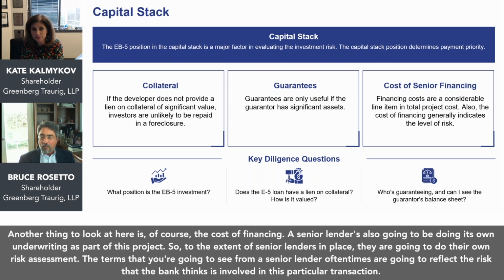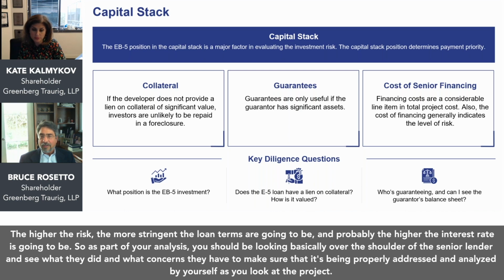Another thing to look at here is, of course, the cost of financing, right? A senior lender is also going to be doing its own underwriting as part of this project. So to the extent a senior lender is in place, it's going to do its own risk assessment, and the terms that you're going to see from a senior lender oftentimes are going to reflect the risk that the bank thinks is involved in this particular transaction. The higher the risk, the more stringent the loan terms are going to be, and probably the higher the interest rate is going to be.